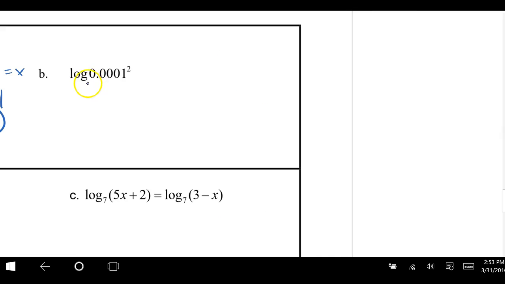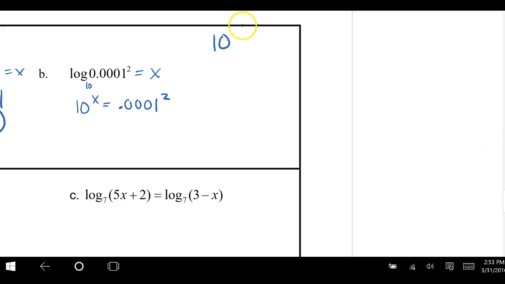Okay, so this one, remember if there's no base, it's equal to 10. And we'll say this is equal to some number x. So we'll rewrite this as 10 to the x equals 0.0001 squared. So we need to figure out what we have to raise this power of 10 to equal this decimal number here.